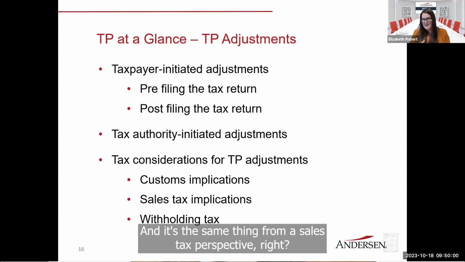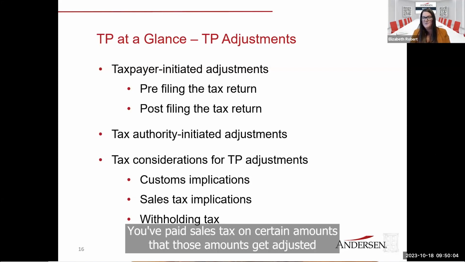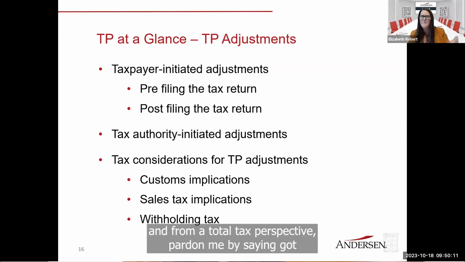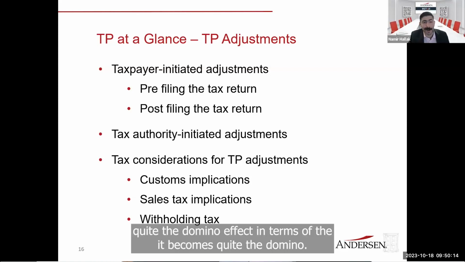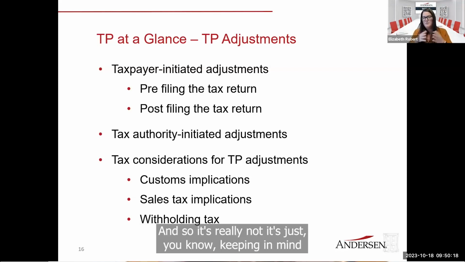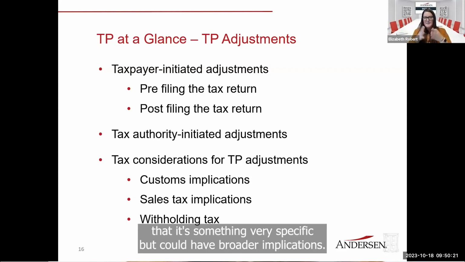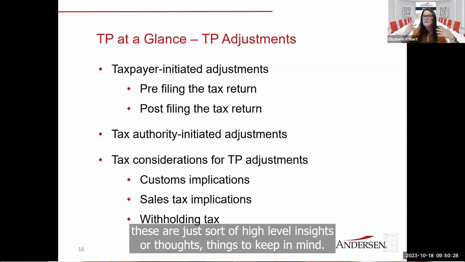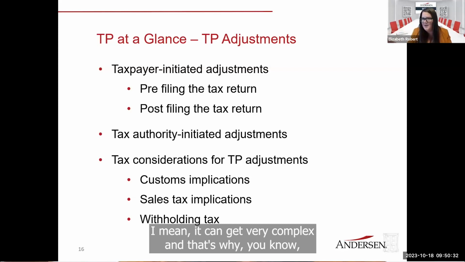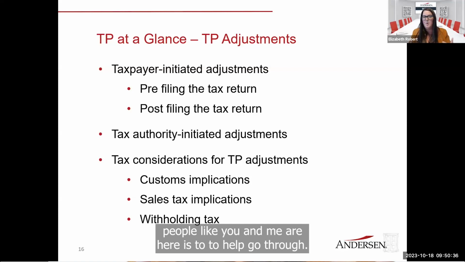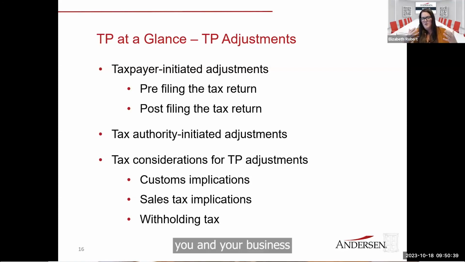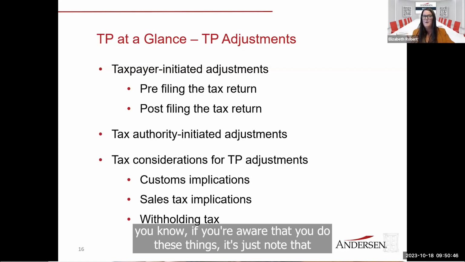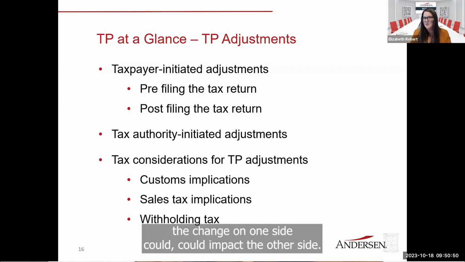It's the same thing from a sales tax perspective. You've paid sales tax on certain amounts. If those amounts get adjusted based on transfer pricing adjustments, you also need to go back. And from a withholding tax perspective too. It has quite the domino effect in terms of the impact. It's something very specific but could have broader implications. These are just high level insights, things to keep in mind. It can get very complex, and that's why people like you and me are here, to help go through it. You know your business as a tax manager better than we do. So if you're aware that you do these things, just note that a change on one side could impact the other side.